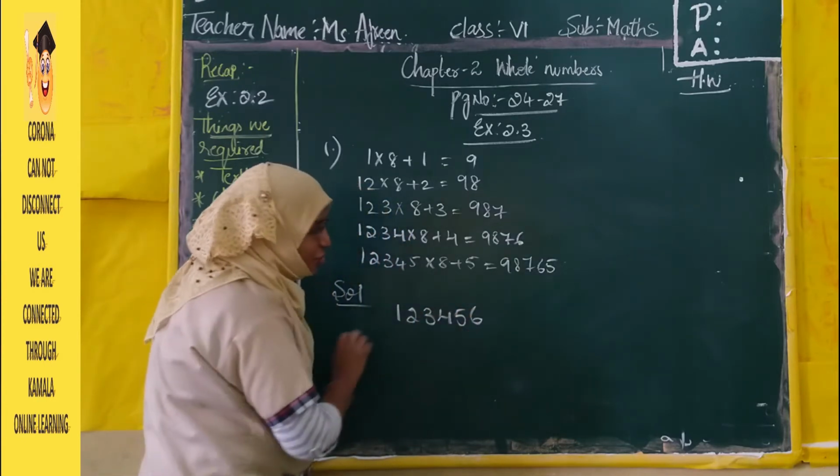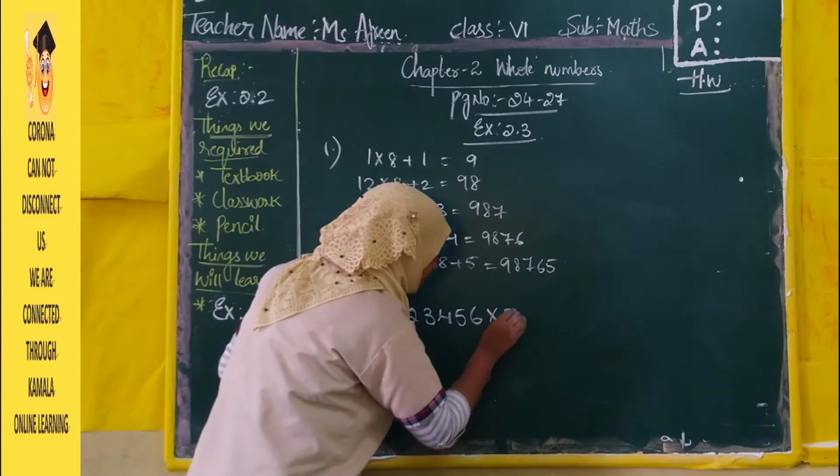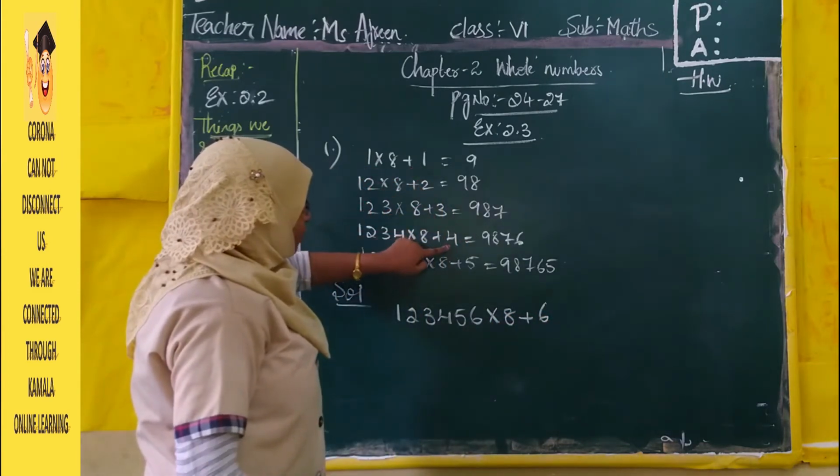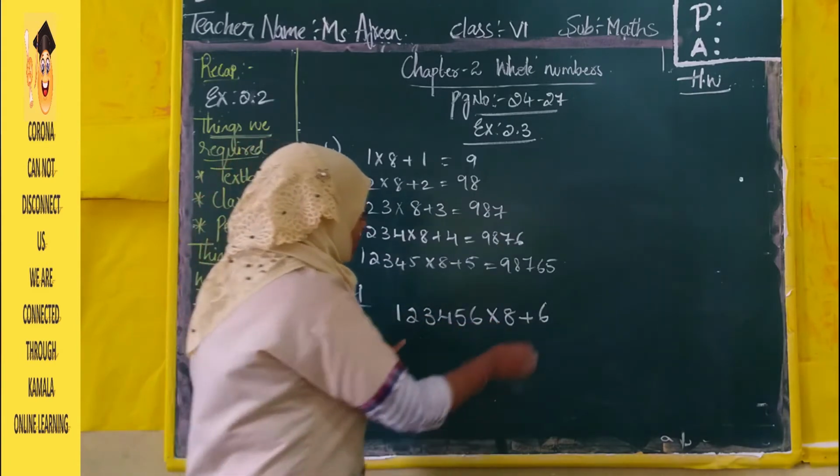After 6, we have increased with 1 into 8 plus 6. See, here is also an increase: 1, 2, 3, 4, 5. So next will be 6 is equals to.